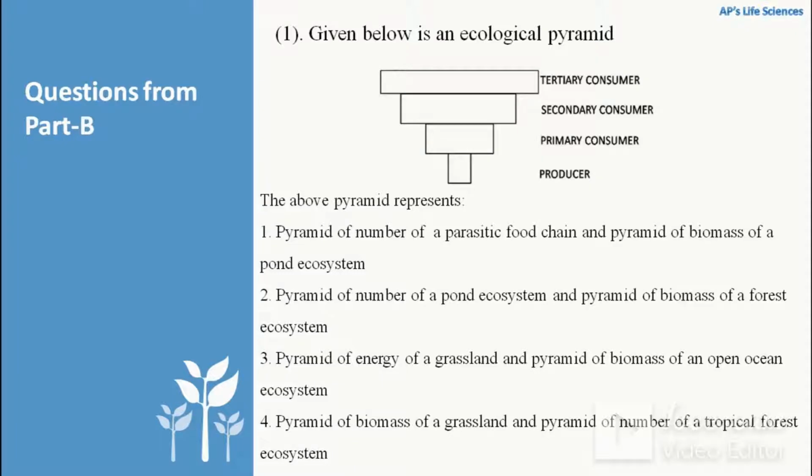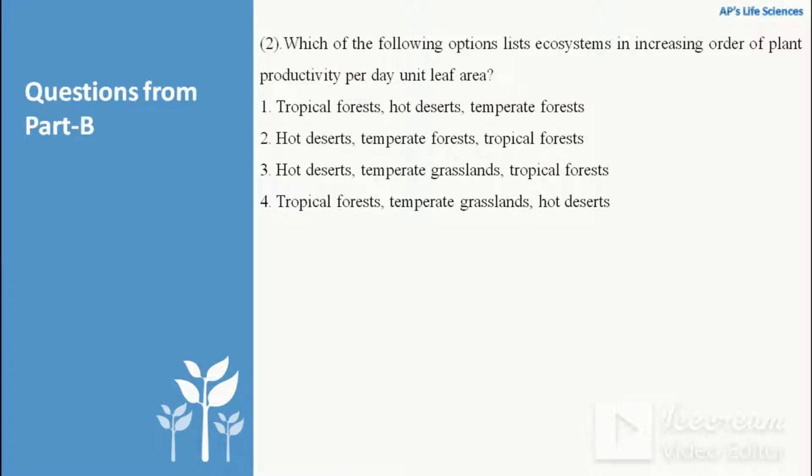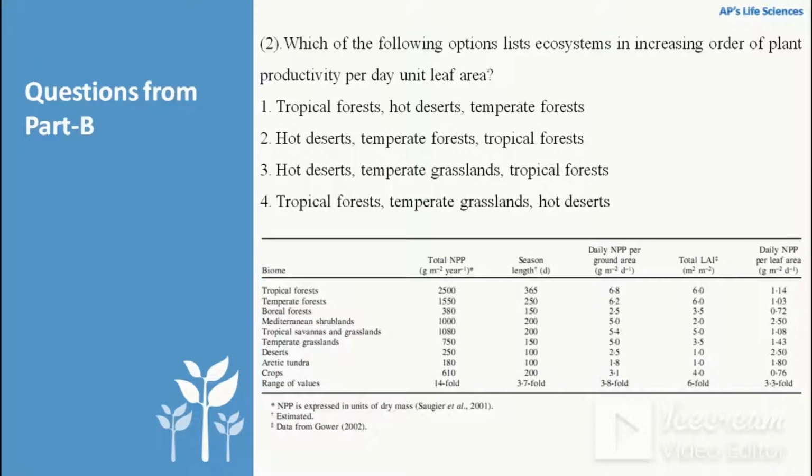a pond ecosystem. The next question is, which of the following options lists ecosystems in increasing order of plant productivity per day per unit leaf area? In my previous video, I already explained the primary production per day per unit leaf area, and in that series the desert and the Mediterranean shrublands have the highest daily primary productivity per unit leaf area.